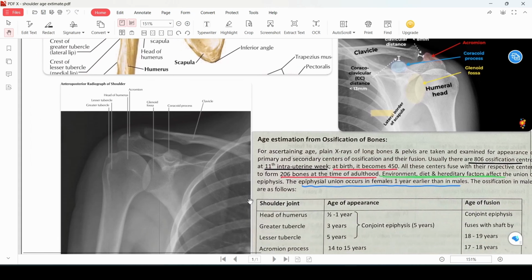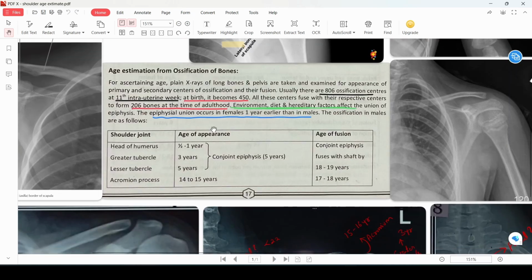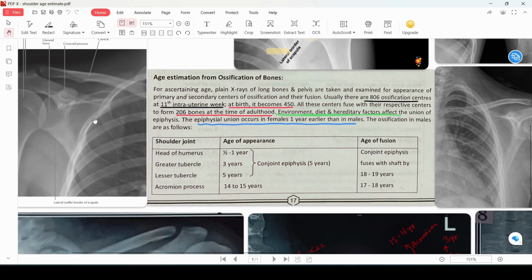Okay, so you can see one more x-ray here. This is the normal x-ray, right? This is the acromion process. Here you can see the glenoid cavity, this is the head of the humerus, and this is the shaft, this is the greater tubercle, this is the lesser tubercle, and this is the shoulder blade, that is nothing but the scapula, right? So we have seen the anatomy.